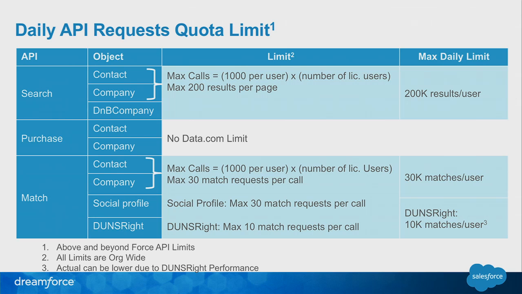So I just want to clarify one thing. When we say number of calls over here, that is not the number of records. It is the number of calls. So one call, if you're using DUNS Right, could have up to 10 records. And because you are allowed 1,000 calls, you could do up to 10,000 records a day. So I think that'll be it. With this, we would like to close the session and open it for any questions and answers.